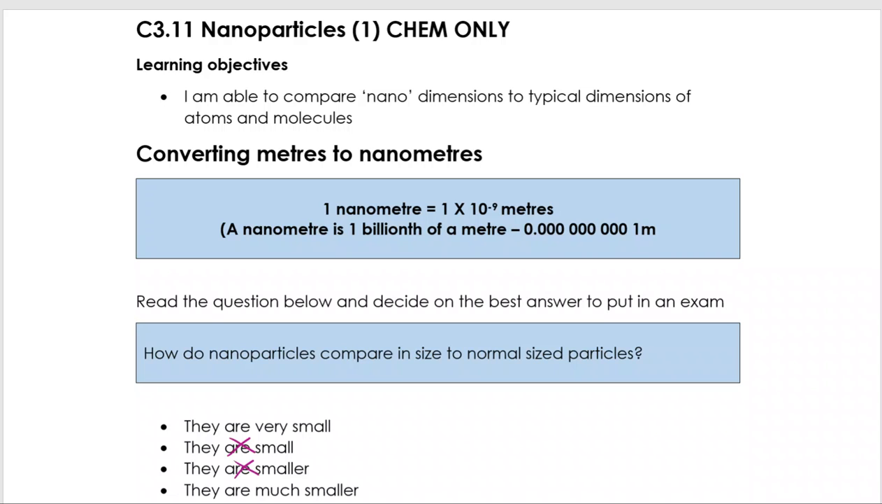The final part is just a little bit of exam technique. We're being asked to compare to normal-sized particles. So we can't just say they are very small. They are very small, and that is a description we could give in another context, but it's a comparison, so we must say they are much smaller.